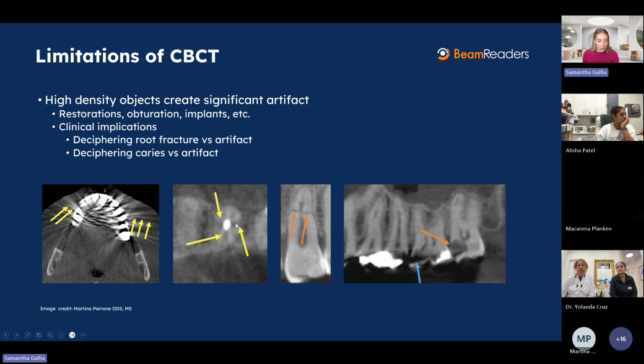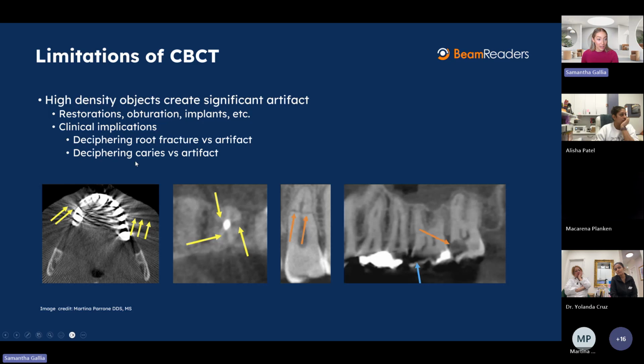So we can see here the artifact from an obturation creates these little streaks, and it can be difficult to tell, is that a root fracture or is that just artifact? Whereas here on the right, we have a true root fracture and we can visualize it because we don't have any high density object impeding visualization of that area. So sometimes you genuinely can't tell the presence of a root fracture or not.